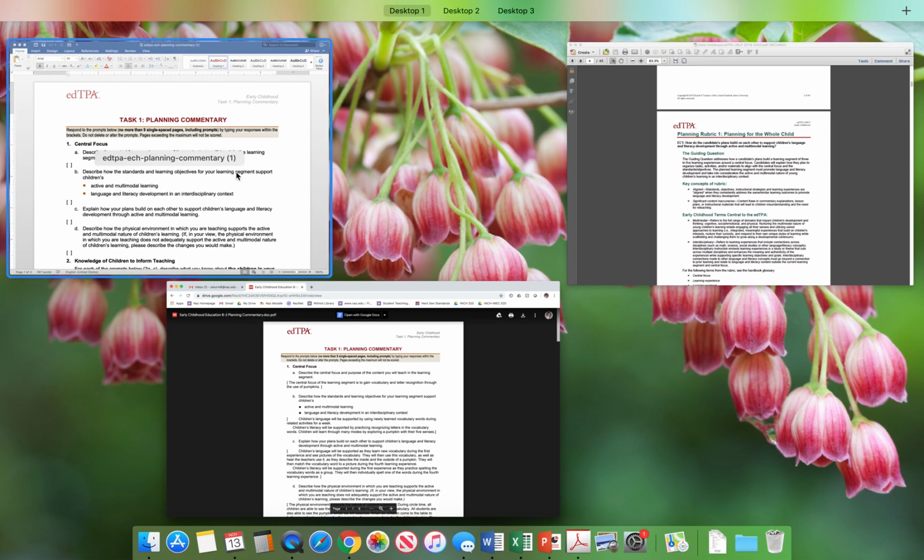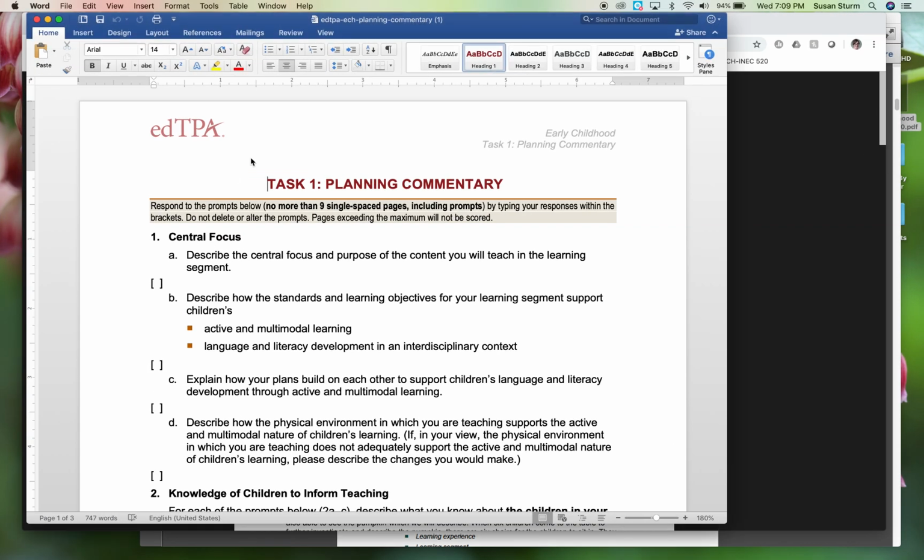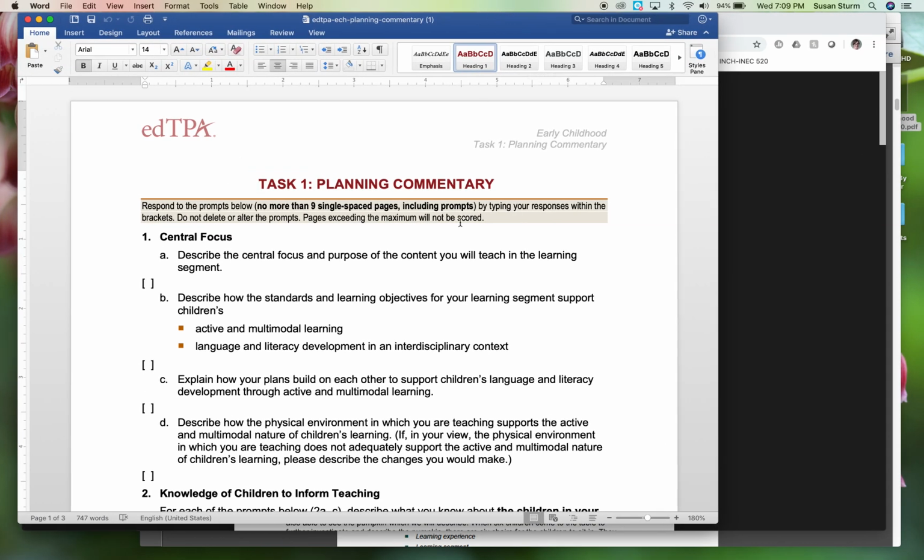And then I am also going to, just getting organized, talk really briefly about the types of lesson plans that you can design and ways to make sure that you're successful on this planning commentary. All of those things connected.